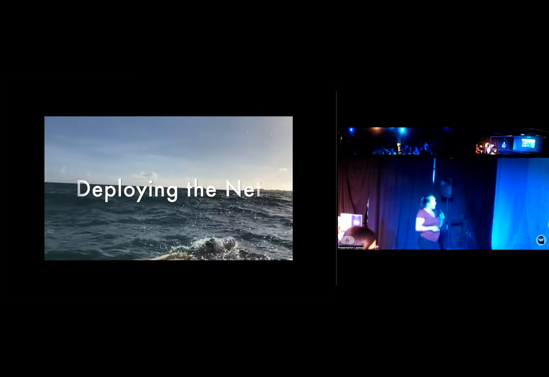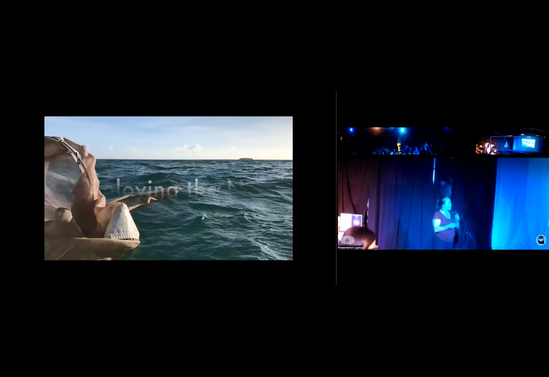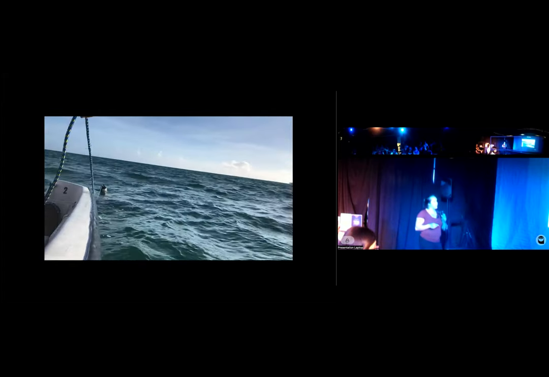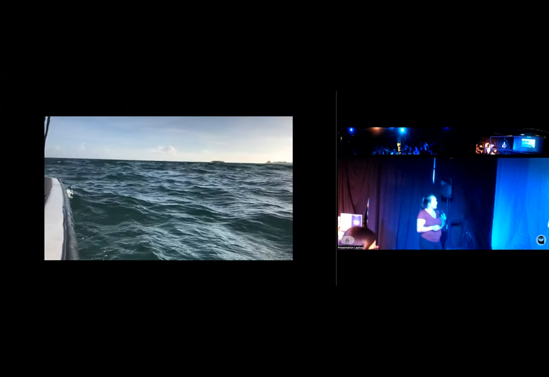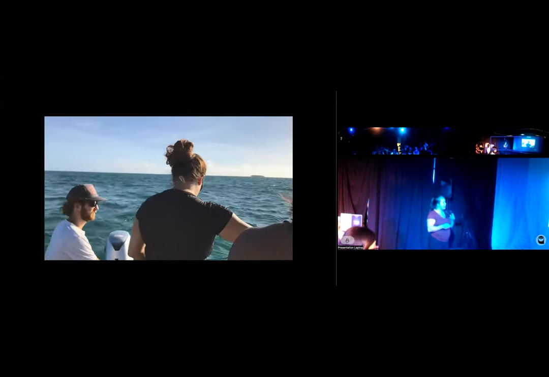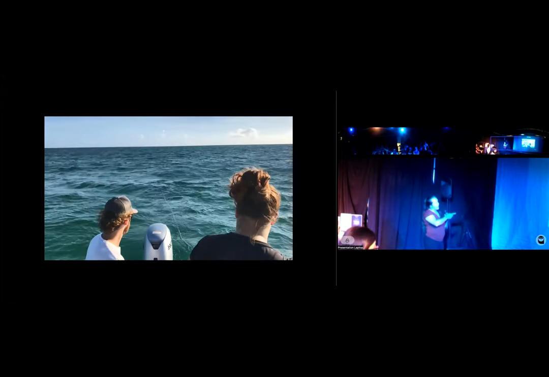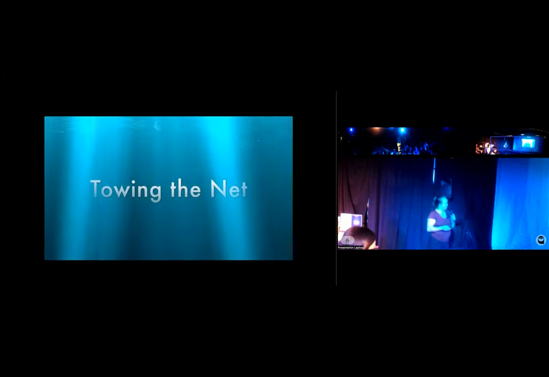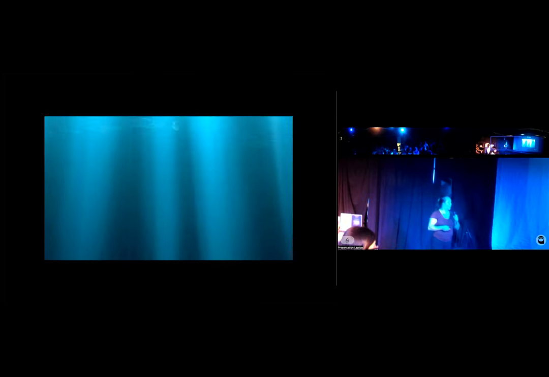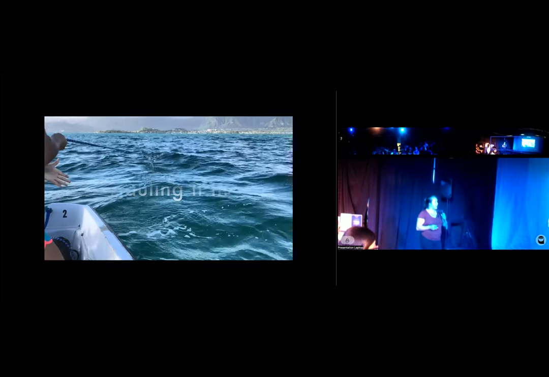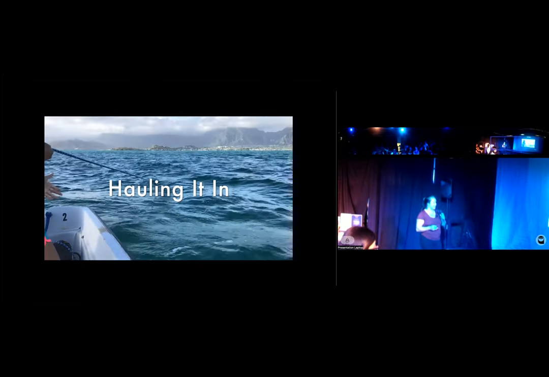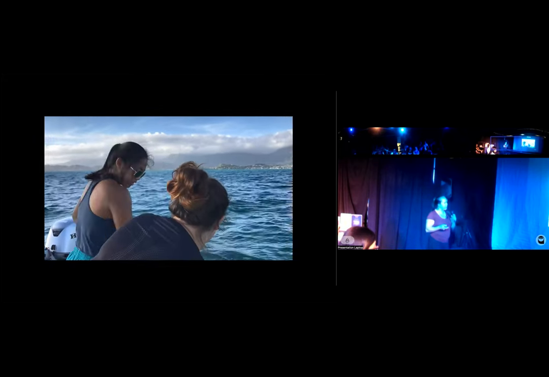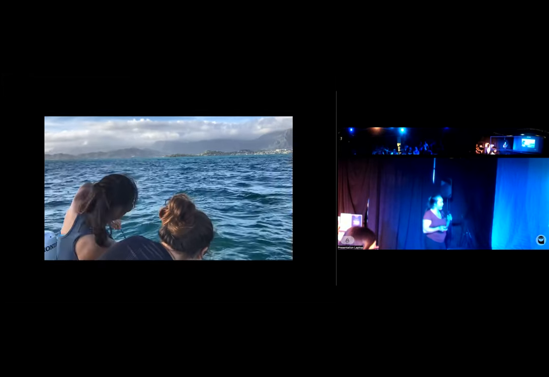And then we deploy the net. We sampled here three times a day, twice a month for almost 2 years. You have to get the net tight, and it's good. We're towing it at the surface for roughly 20 minutes. And then we start hauling it back in to see what we got. This is a 1 meter diameter plankton net. It's pretty heavy once you bring it up.